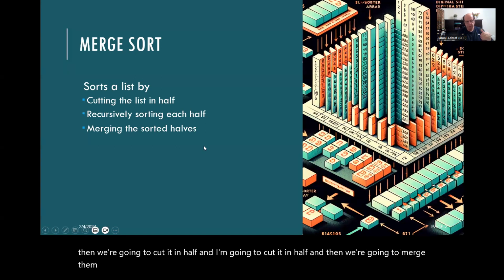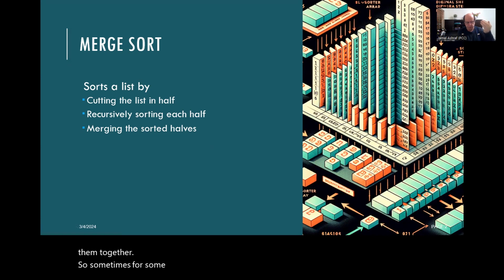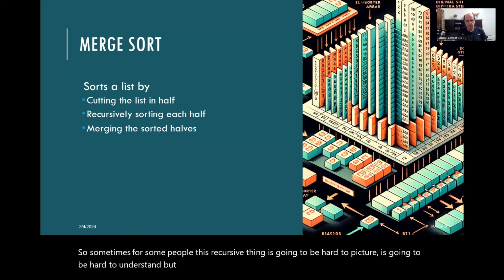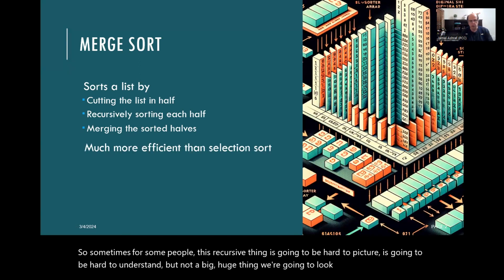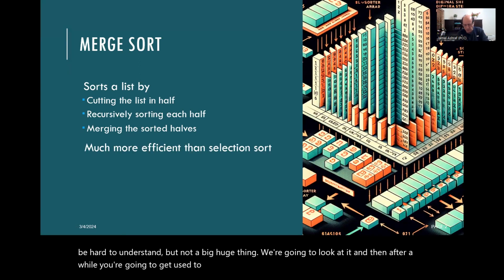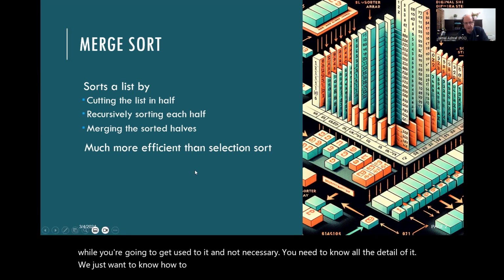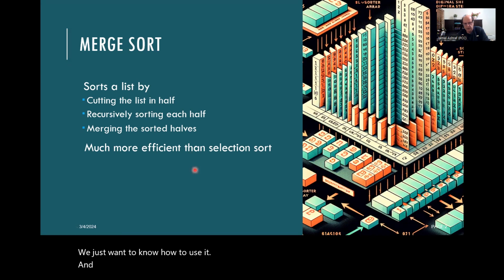So sometimes for some people, this recursive thing is going to be hard to picture, it's going to be hard to understand, but not a big, huge thing. We're going to look at it, and after a while, you're going to get used to it. You don't necessarily need to know all the detail of it. You're just going to know how to use it. And it's definitely much better than selection sort.